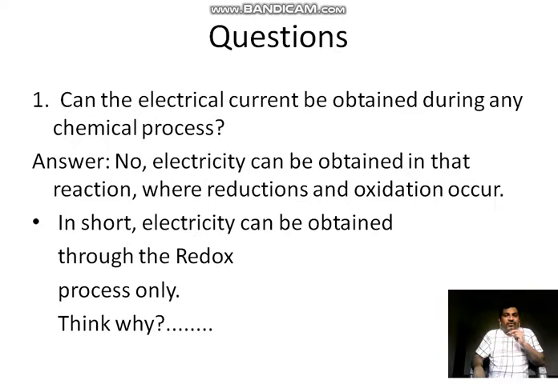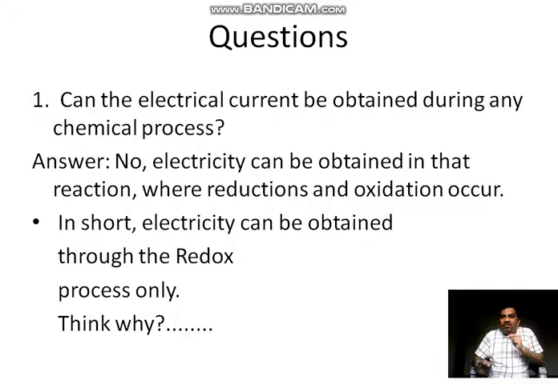Here are some questions for you. First, as classwork, I have given one question here and it is also answered. Can electricity be obtained during any chemical process? What do you think? We were just talking about that. No dear, not every chemical reaction produces electricity.